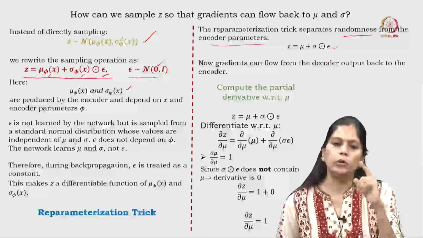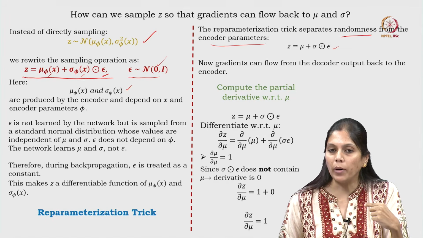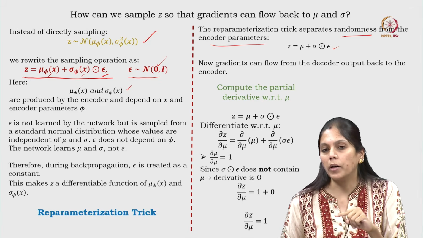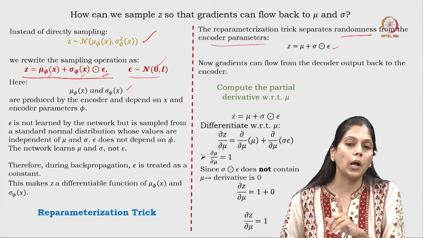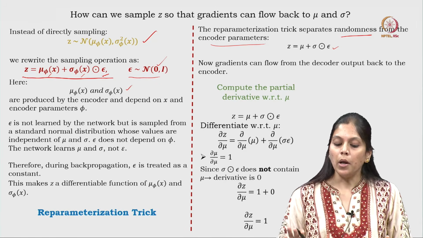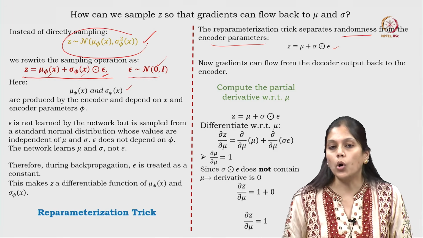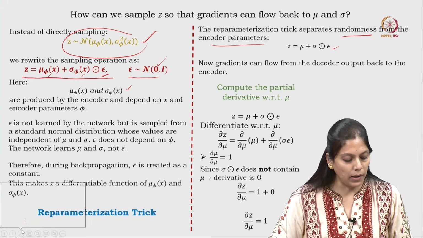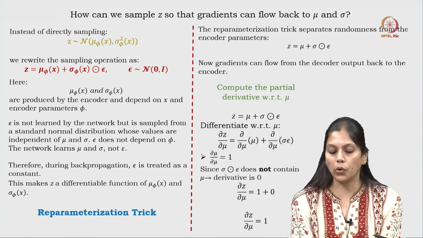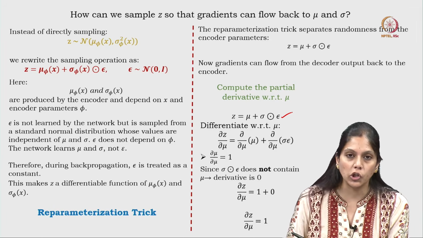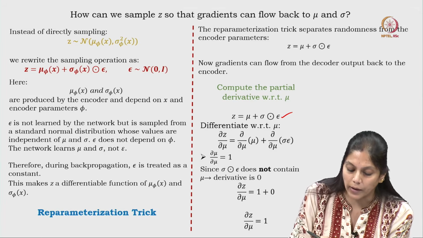The entire problem was that the derivative of Z with respect to mean and the derivative of Z with respect to sigma, or standard deviation, was something which was unknown for us from the previous one. Why? Because Z was sampled using this. Now we have sampled Z in a slightly different way, by using the reparameterization trick. So now this is the Z equation. Can we now differentiate with respect to mean? Yes, let us go ahead.